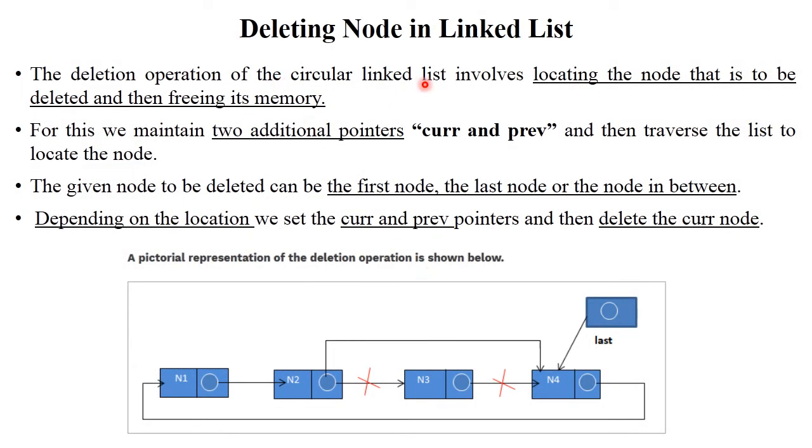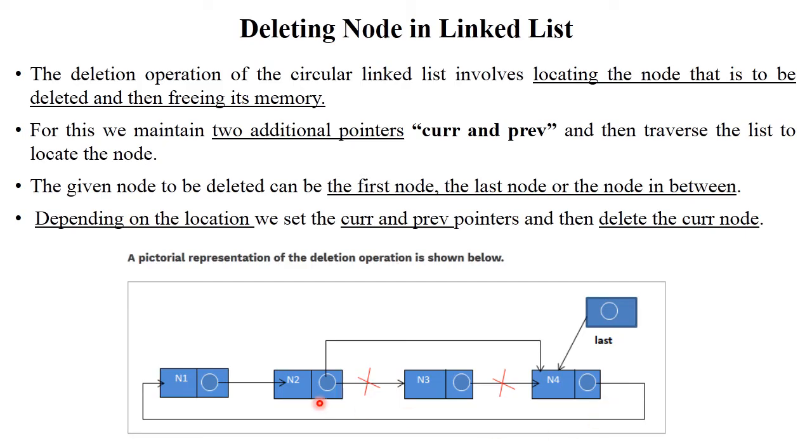Now the next operation of linked list is deleting the node in linked list. So the deletion operation of circular linked list involves locating the node that is to be deleted and then freeing the memory. Means after deletion you have to free the memory of the node. So for performing the deletion operation, two additional pointers are used, like current and previous.